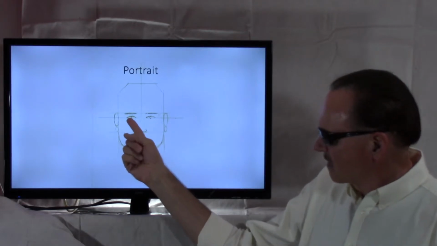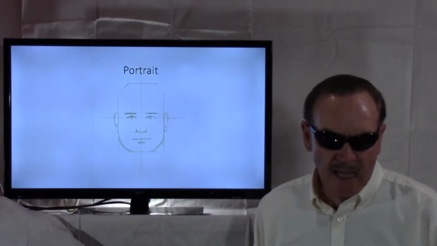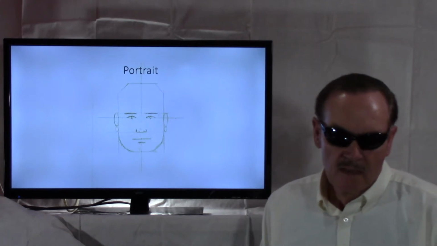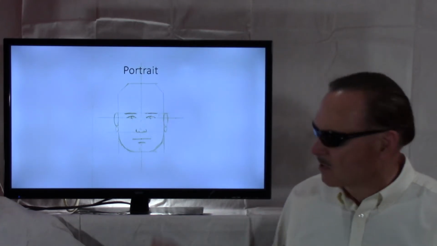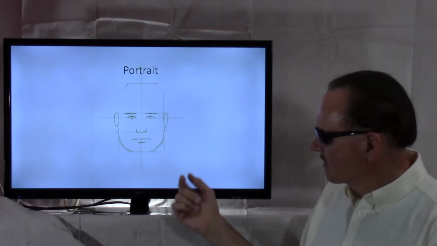The eyebrows tend to be just a little bit above the eyes. If people's eyes are really deep set, then make the eyebrows a little lower. If their eyes bulge, normally the eyebrows are a little higher. But this gives you a good estimate.